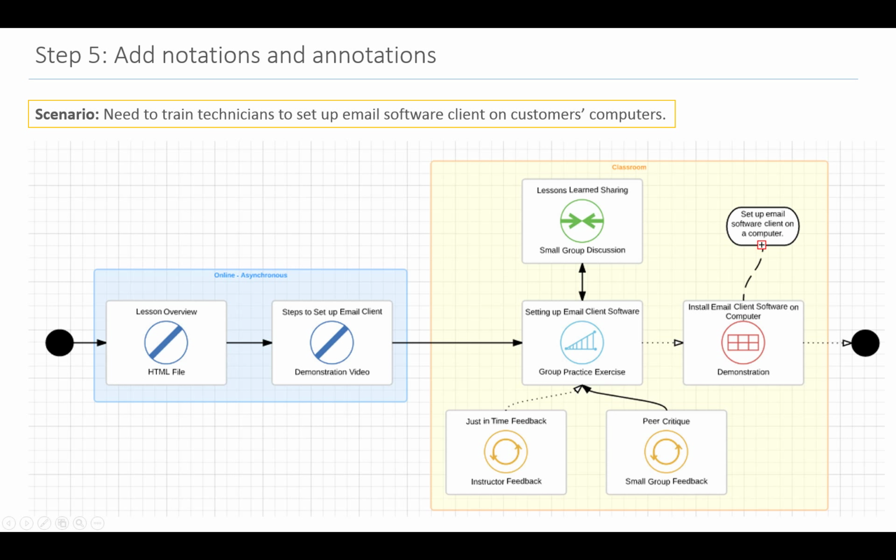The annotations and notations enhance the meaning of the model. So in this example, I've added the objective alignment to the evidence of learning building block, and I've also added the start and end points to the model.